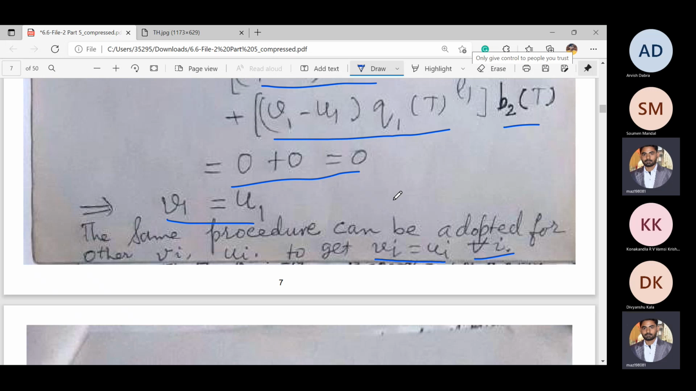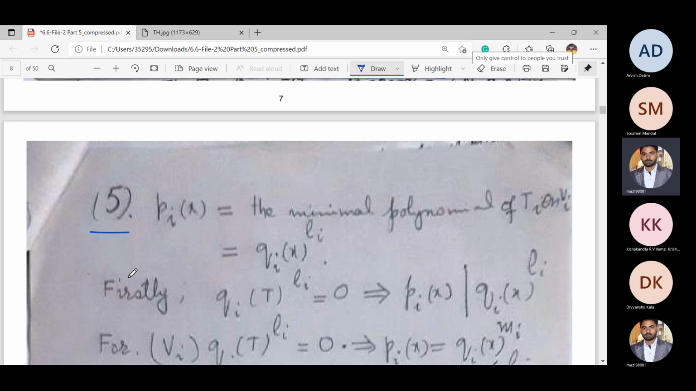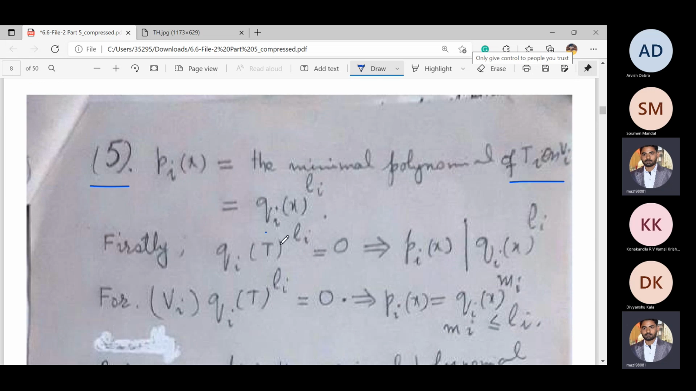Okay, so if there is no doubt, let's proceed to the fifth point. Part 1: P_i(x), the minimal polynomial of T_i on V_i, equals q_i(x) raised to the power l_i. We have to show this. What we have to show is that this operator T_i, restricted to V_i, is satisfied by this polynomial, and that this polynomial is of least degree.